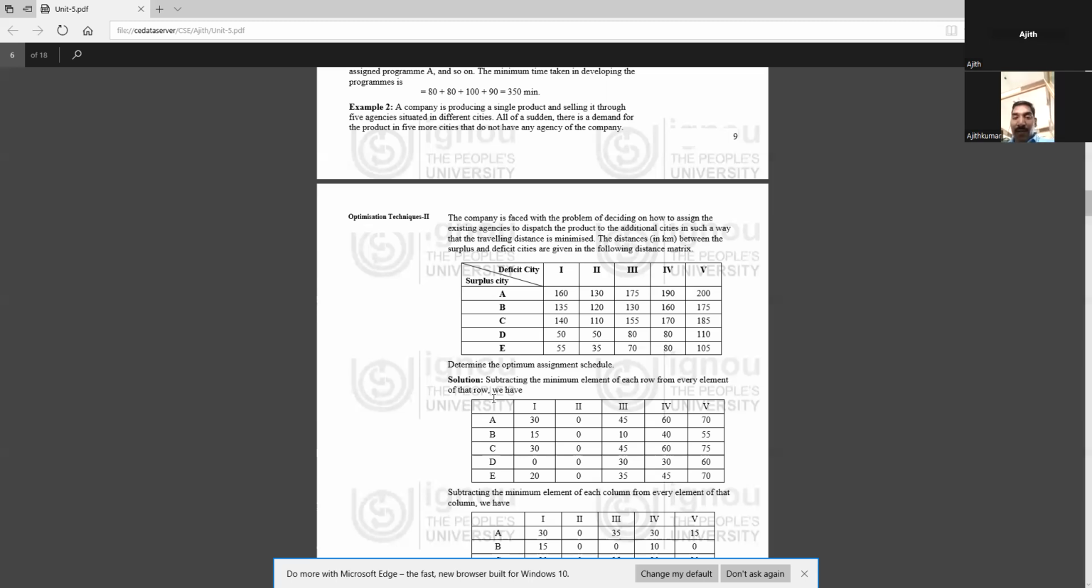And in the second row, the minimum element is 120. So subtracting from 120, the answer will be 15, 0, 10, 40, 55. Third row, we have the minimum element of 110. So subtracting from 110, we get the answer 30, 0, 45, 60, 75. Fourth row, we have the minimum element of 50. So 0, 0, 30, 30, 60. Fifth row, we have the minimum element of 35. So 20, 0, 35, 45, 70.